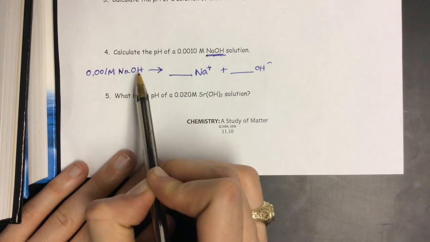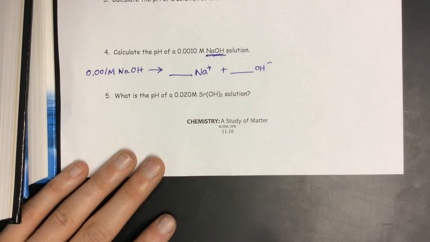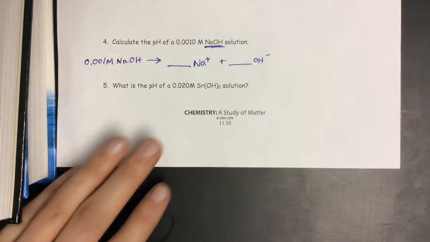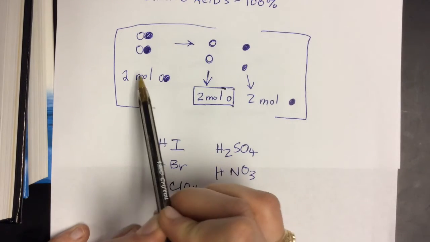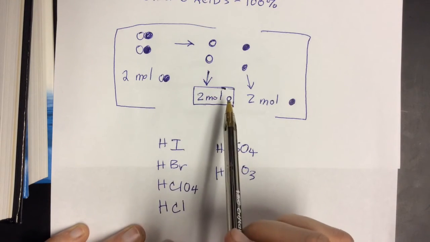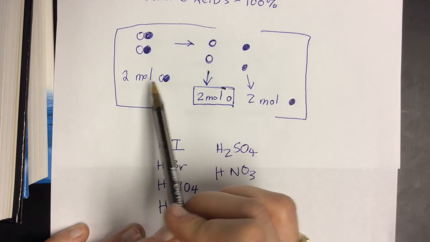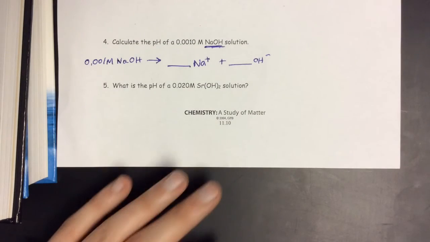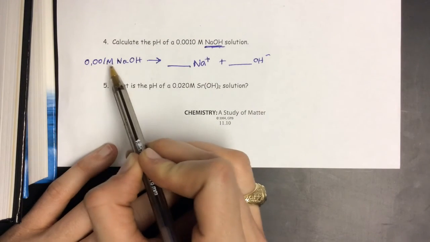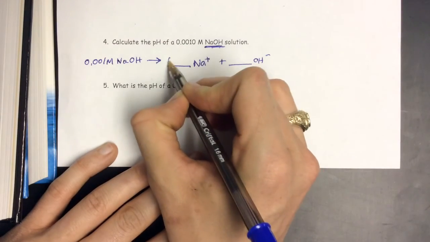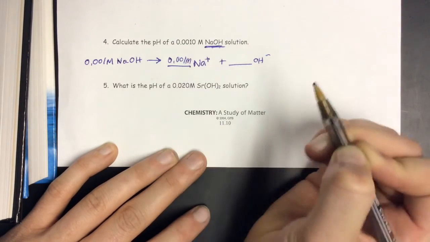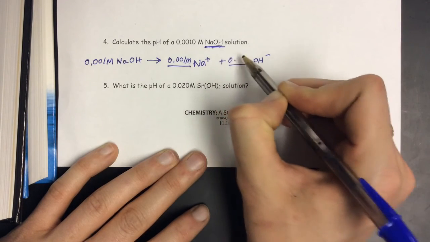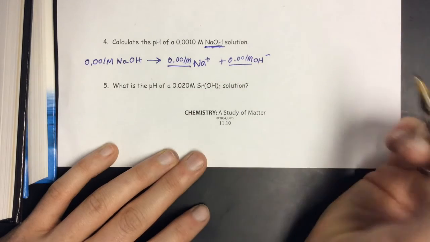Now, we know that OH is a polyatomic ion and it's going to stay stuck together. So when it comes out, if I have 0.001 moles going in, it's the same way that 2 moles makes 2 moles of the white. So if I have 2 moles of the white to begin with, I end with 2 moles. If I have 2 moles of the dark to begin with, I end with 2 moles of the dark. So if I start with 0.001 moles of Na, I end with 0.001 moles of Na. If I start with 0.001 moles of OH, I end with 0.001 moles of OH.